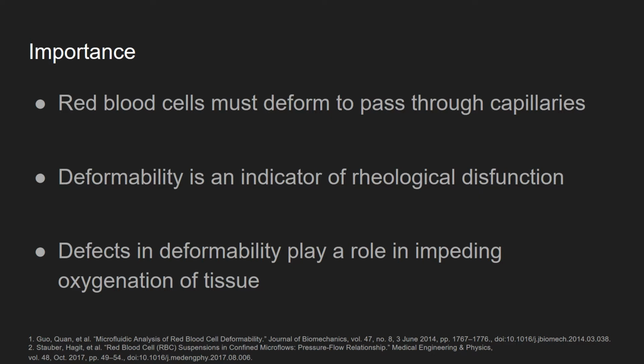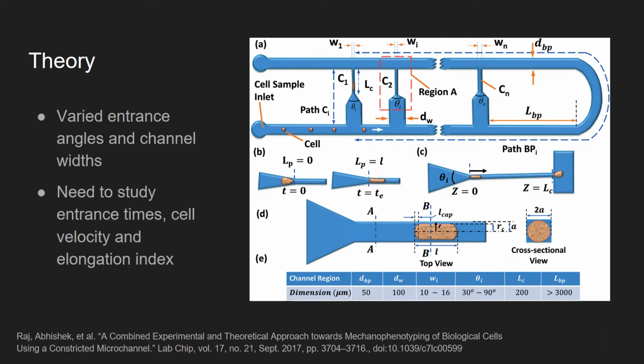For example, a decrease in the deformability of RBCs can impede the transit of cells to the capillaries where these RBCs oxygenate tissues. The question is, how do we quantify the deformability of a cell in a microchannel? One study we read used the device on the right to help model cell deformability. It varies with an angle to model deformability at different conditions. You can calculate attributes like entrance times, velocity through the constricted path, and the elongation index.